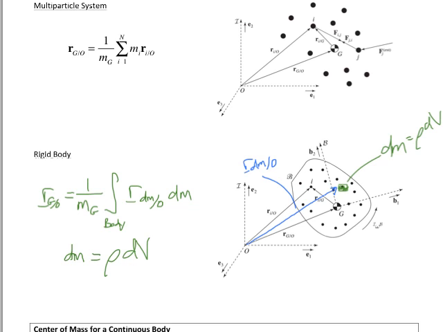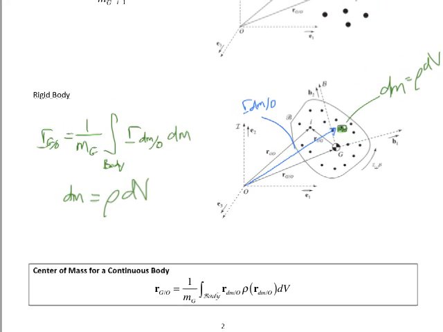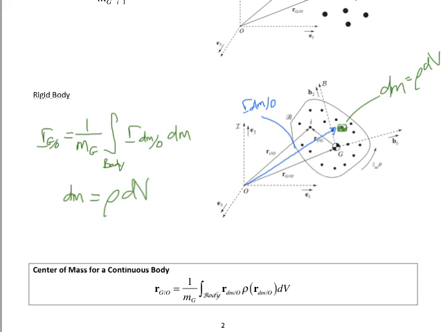And one other thing to point out is that our density can vary throughout the rigid body. And because the density can vary throughout the rigid body, it wouldn't be uniform, we can make our density a function of the position of the differential mass. So as this differential mass changes throughout the rigid body, the density can change as well.